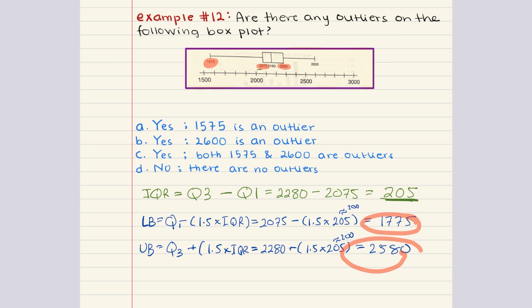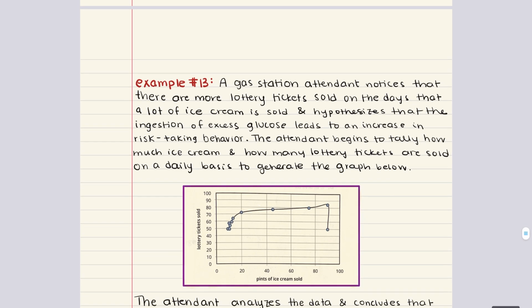So from the data, 1,575 falls below the lower bound. Therefore, it's an outlier. And then this number, 2,600, that's above the upper bound. So it's also an outlier. Considering all that, the correct answer for this problem is going to be C. Are there any outliers in the following box plot? Yes, both 1,575 and 2,600 are outliers. Beautiful. We've solved this problem, and now we can move into problem 13.